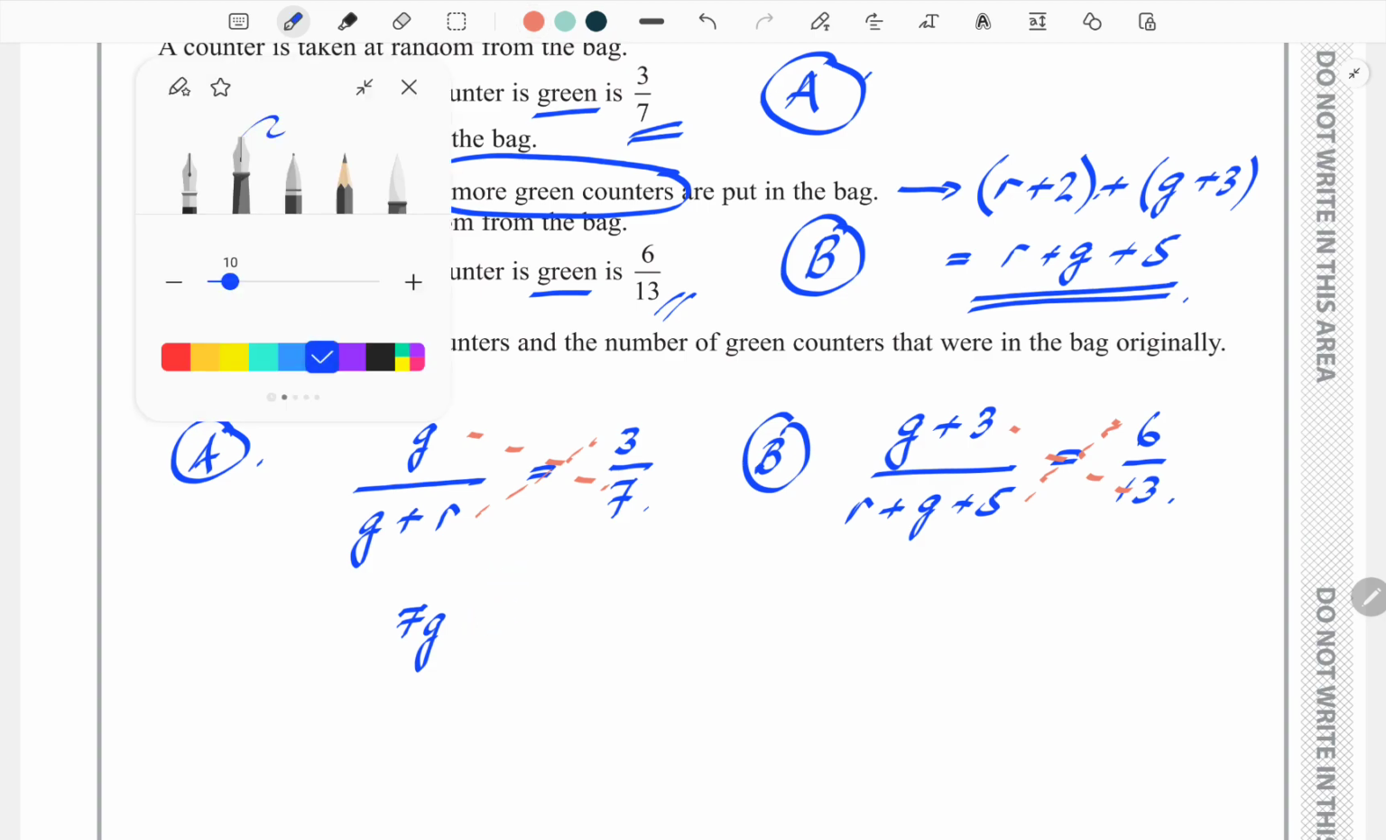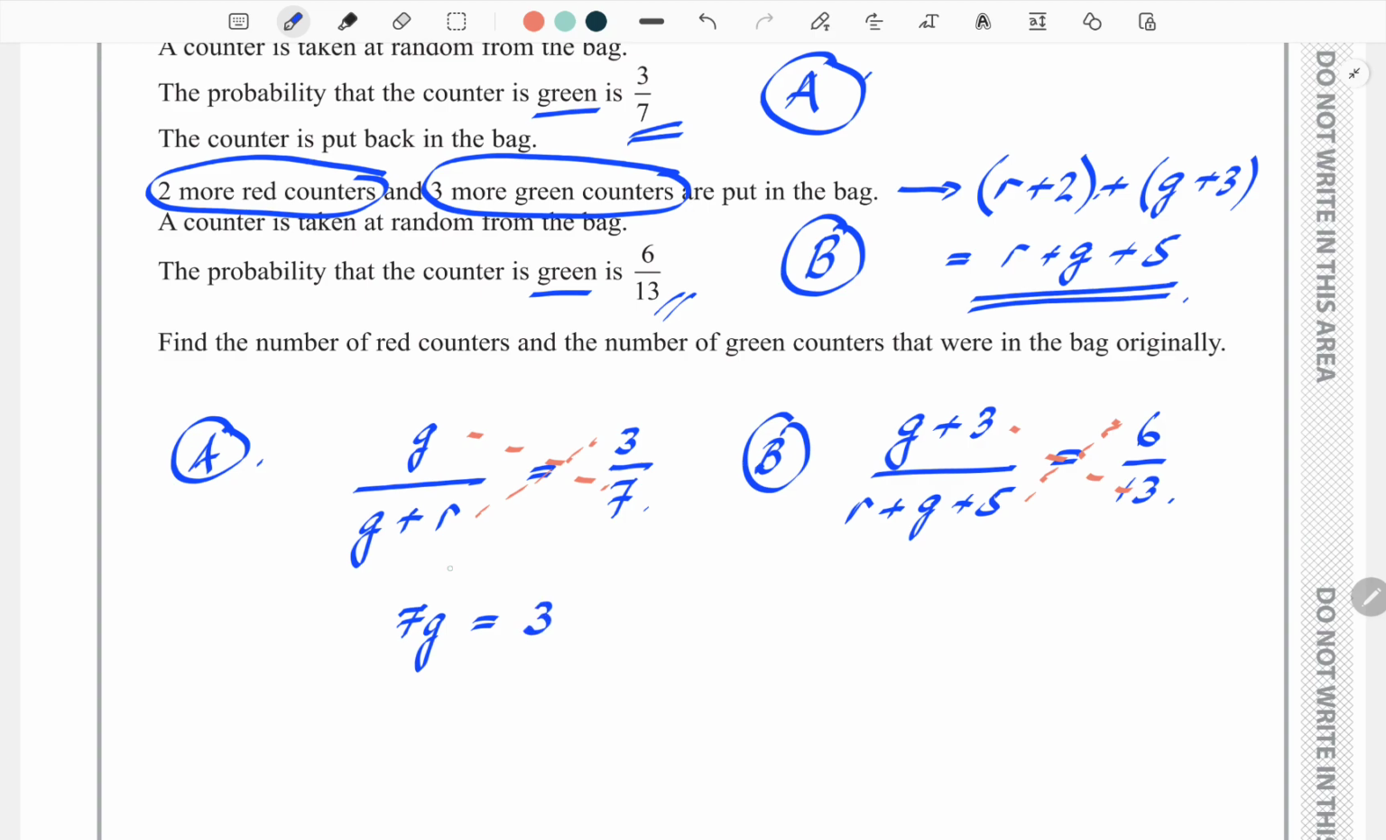And so what we have, 7G equals 3 times G plus R. And so I'm just going to go straight and do that. Okay. And the other side of that, I'm trying to think what's the best way to do this actually. Yeah, that should be fine. So we have that, and then we've got 3 times G plus 3, so it's 3G plus 3 times 3 is 9, and the R plus G plus 5 times the 6, so 6R plus 6G plus 30.